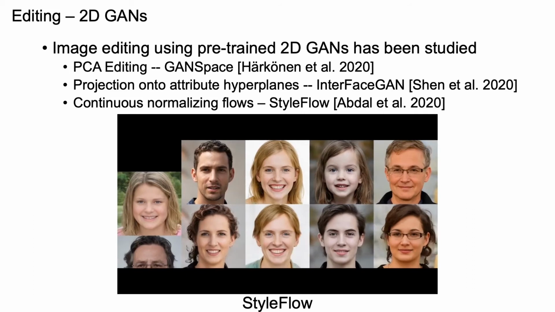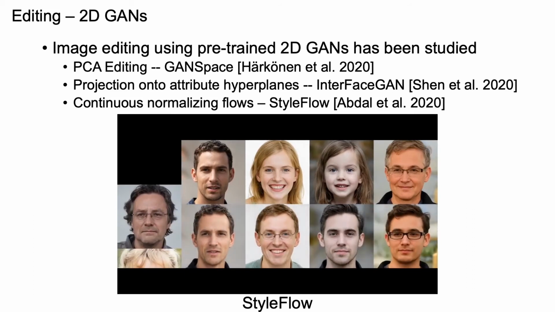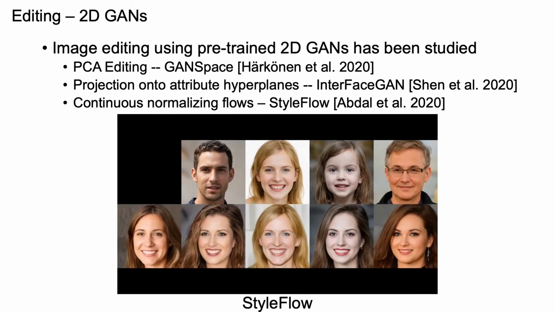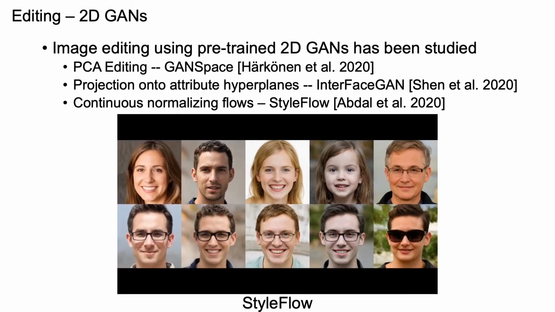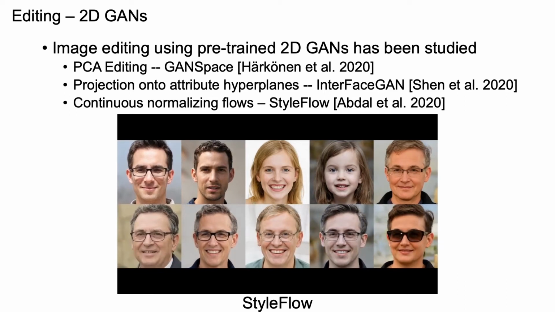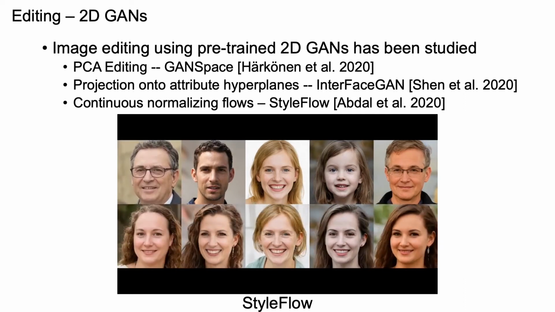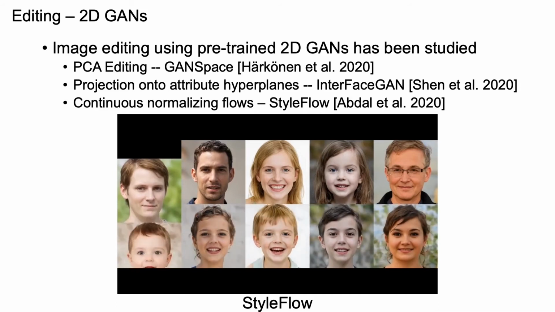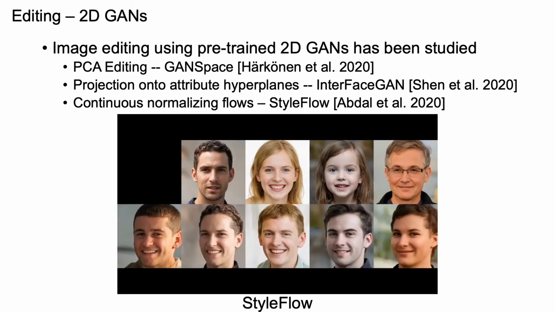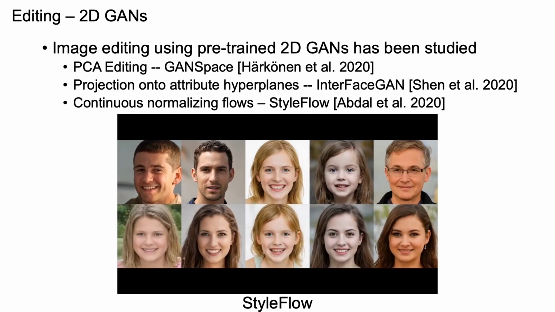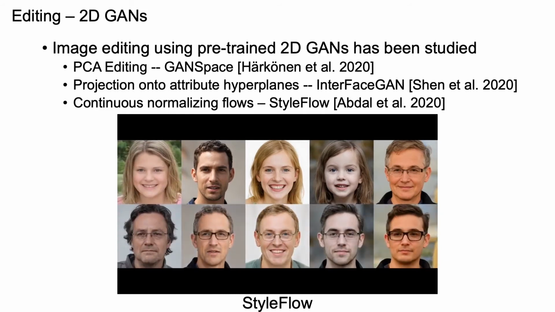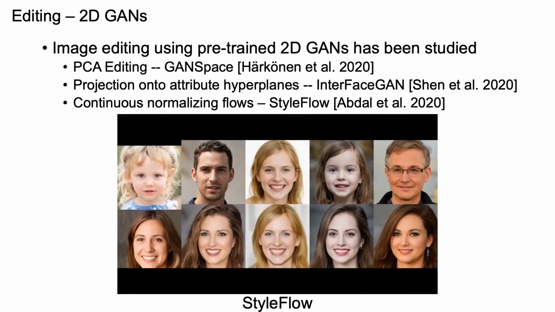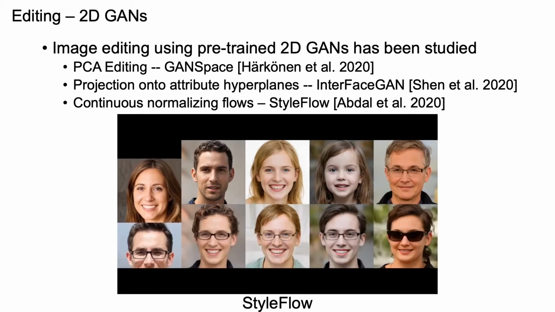Beyond novel view synthesis, image editing using GANs has also been explored. In the space of 2D GANs, many works perform image editing by traversing the latent space of a pre-trained 2D GAN. GANSpace performs PCA on the latent space and walks along principal component directions to edit image attributes. InterfaceGAN computes attribute hyperplanes, and it walks along them to edit specific attributes. Finally, StyleFlow learns a continuous normalizing flow, which can be queried with an input image and a vector of desired image attributes.